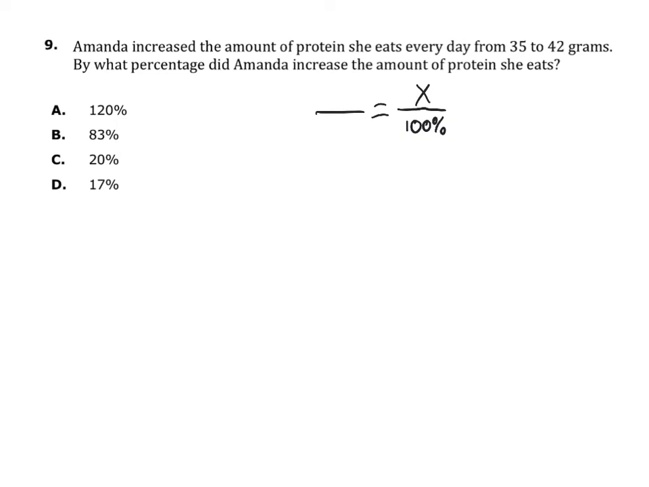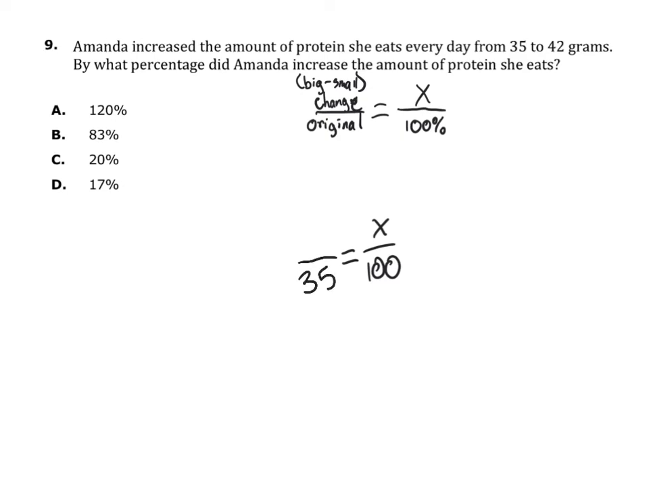Now we're going to have our change of what she did. So that's going to be big minus small number. How much it changed over the original number. So let's break all that down and see what that means. We can already put in our x over 100. Now, our original is where we started, from 35 to 42. So our 35 was our original. So that's going to go on the bottom.